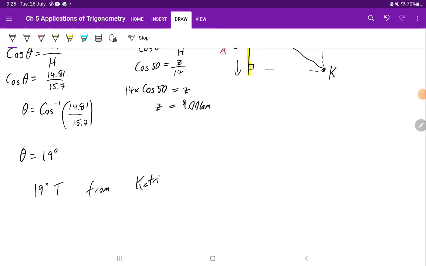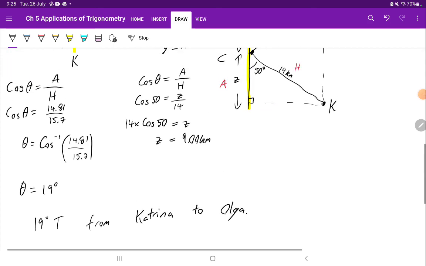And that is the end of the question. Quite a tricky one, especially that part B, but part A, not so bad.